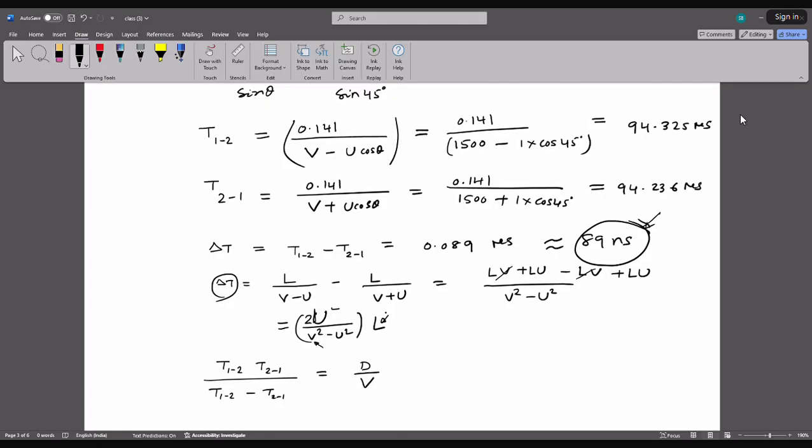So if you do the multiplication of these two and divide by the difference, you would see that this will come in terms of only the diameter of the tube and the velocity of sound. So if you calculate this quantity, then it will be T12, which is 94.325, into 94.326, divided by 94.